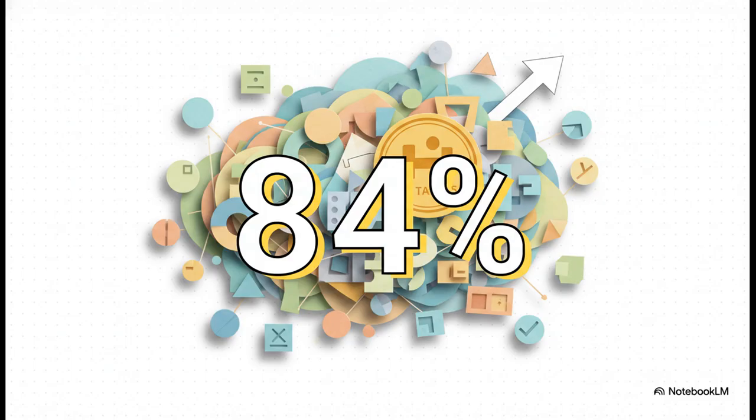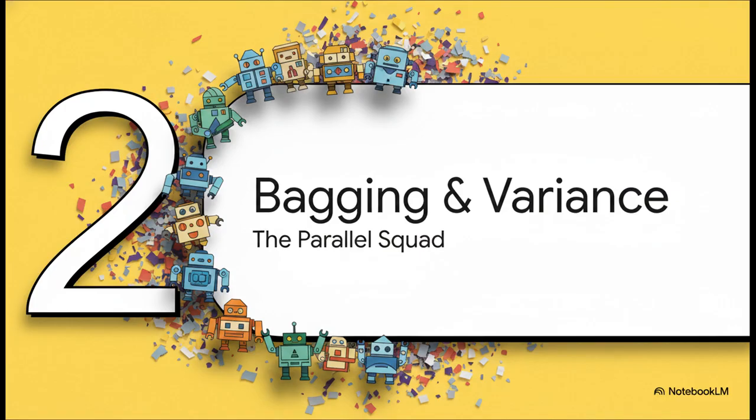How is that even possible? Well, because when they're independent, their errors actually cancel each other out. They don't all make the exact same mistakes at the exact same time. But this requires diversity. If all 101 models are perfectly identical, your accuracy just stays stuck at 60%. But if you force them to look at the data differently, the ensemble becomes a genius. Moving to Section 2, bagging and variance, or what I like to call the parallel squad.